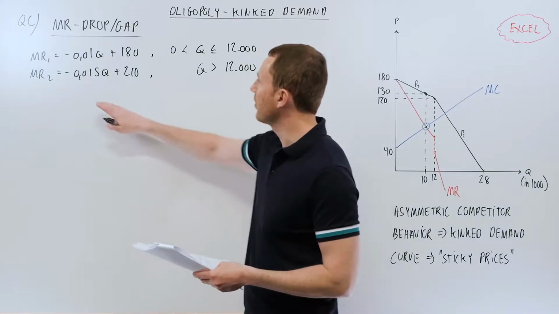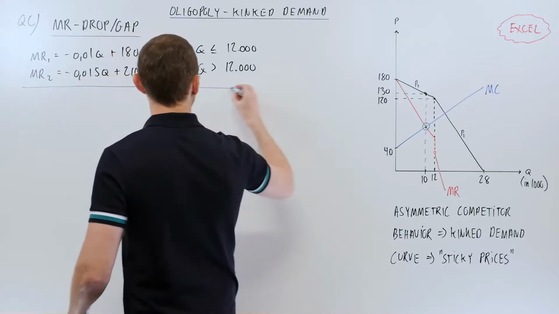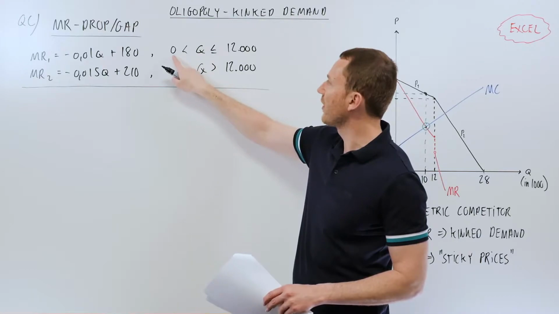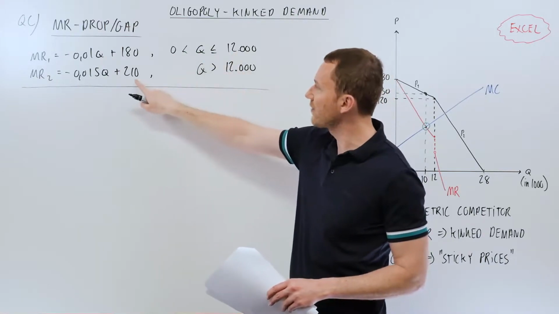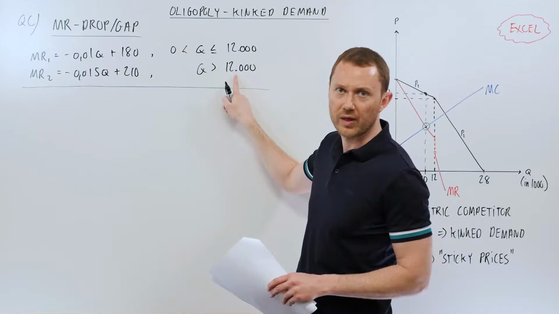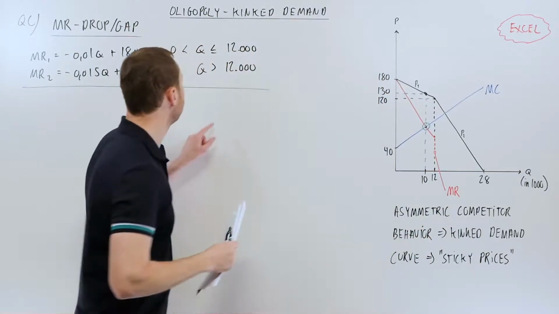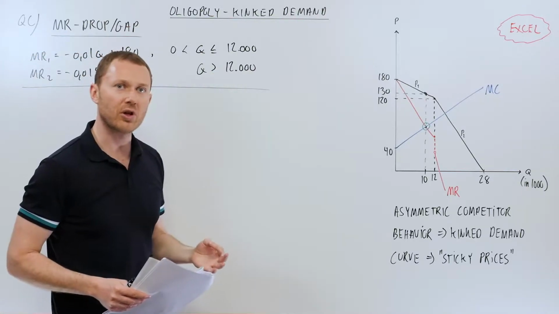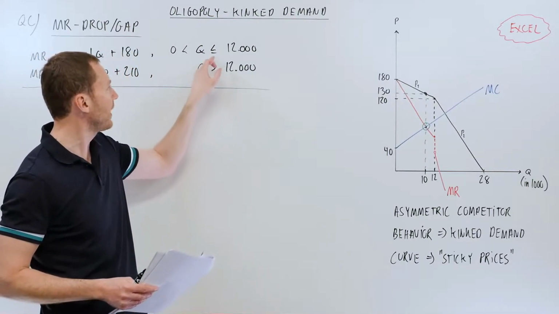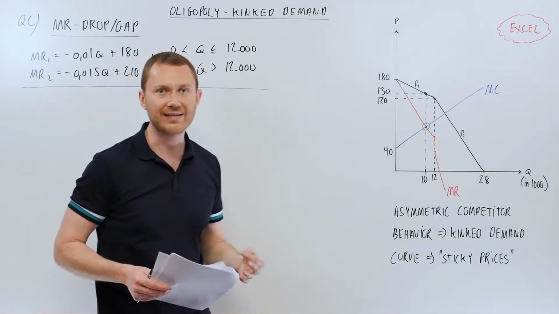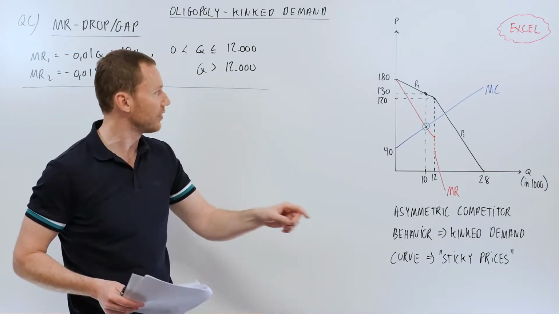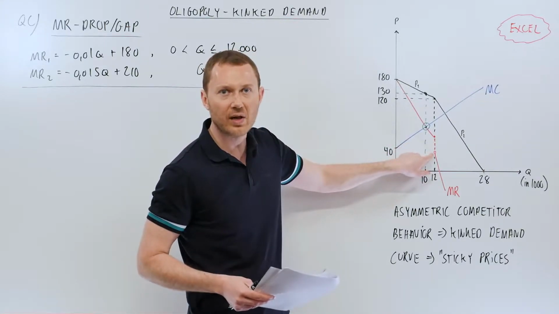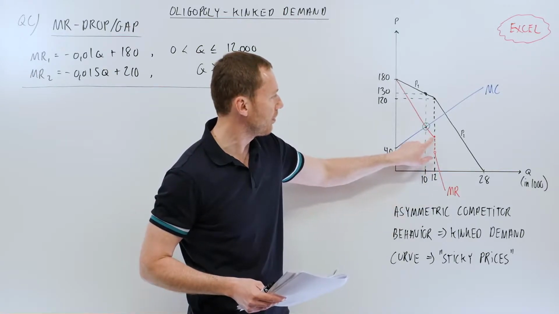So what we're going to do is use these two MR formulas. Remember, the first one belongs to the interval of 0 to 12,000 and the second to the interval above 12,000. The reason why I haven't put an equal sign on both of them is because of the drop. In Managerial Economics, we use the equal sign on both sides where the function has a kink. But if it drops or jumps, then we show which interval 12,000 belongs to. It belongs to this one.